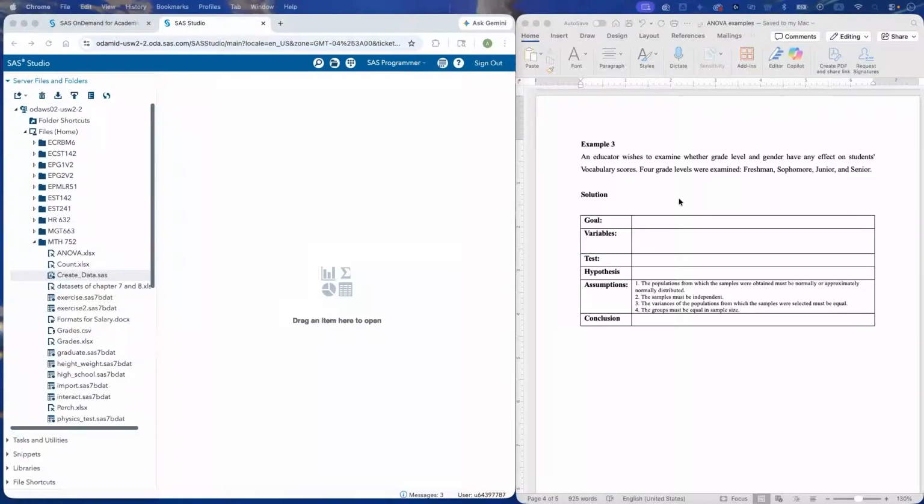Example 3. An educator wishes to examine whether grade level and gender have any effect on students' vocab scores. We've got 4 grade levels: freshman, sophomore, junior, and senior. Before we start to solve the problem, let me load the data set. To load the data set, I have a code written in SAS. I uploaded this file into this folder, and I would like to run this code.